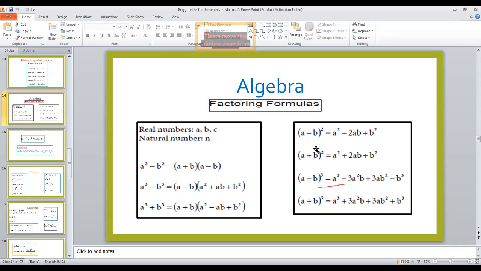Now, all these expansions will be obtained by using the general form, which is called the binomial expansion. Binomial expansion.